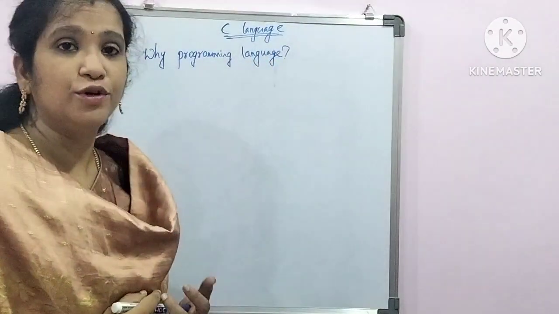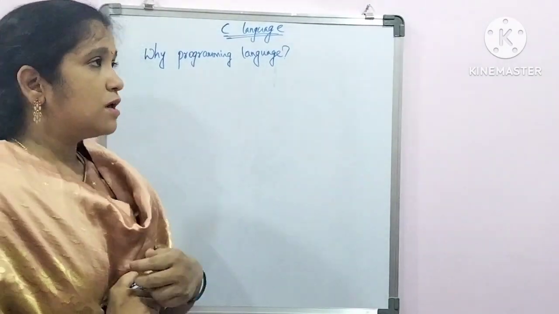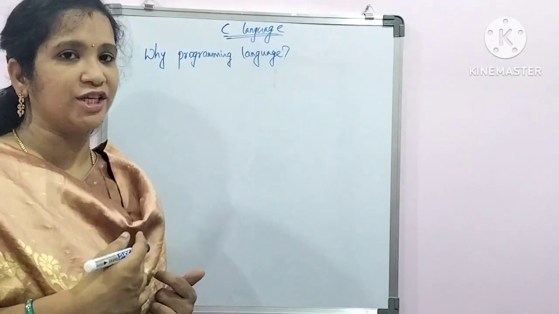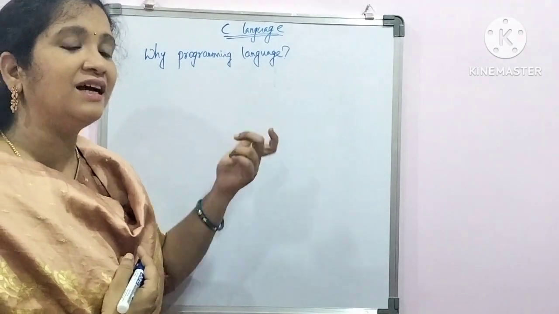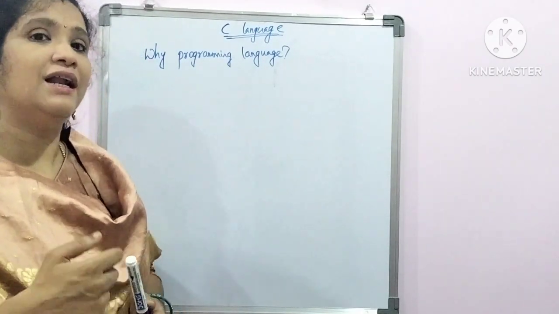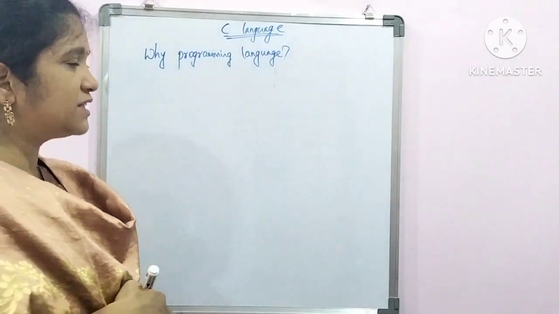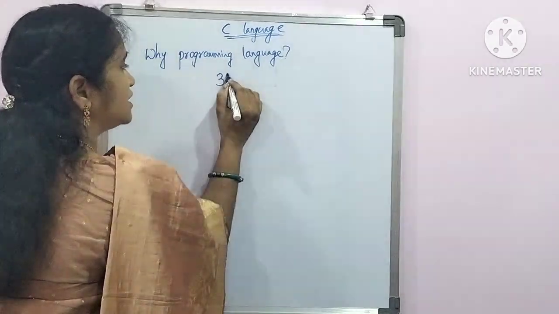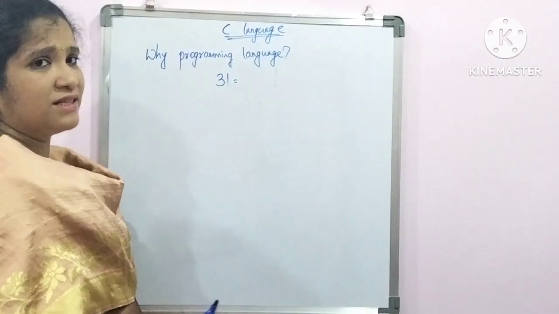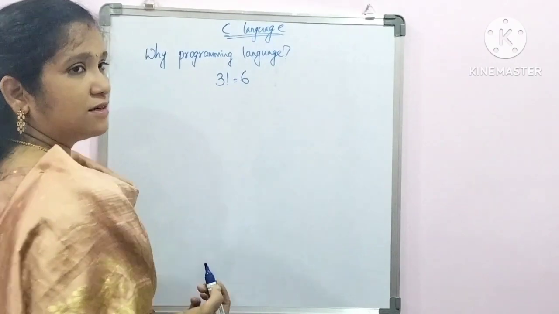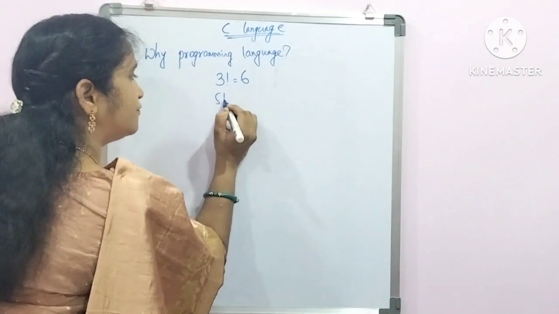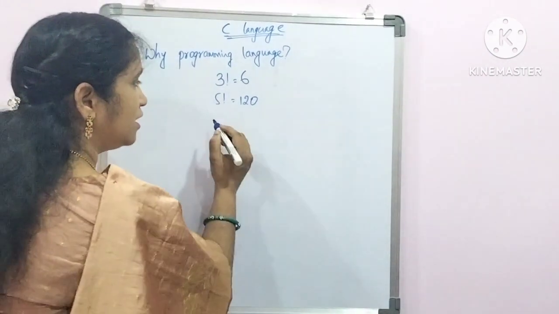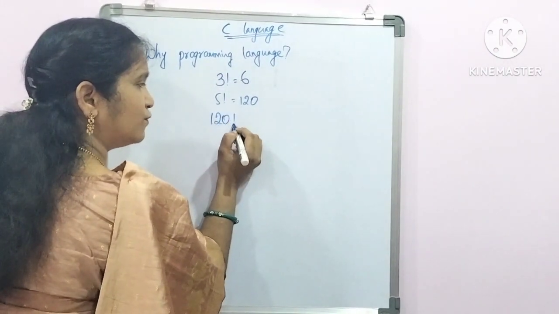So what is the need for using a programming language? If we want to calculate complex operations, we need an electronic gadget. Let us take an example. If I want to calculate 3 factorial, we can simply say it is 6. What is the factorial of 5? We can simply say it is 120. Then what is the factorial of 120?